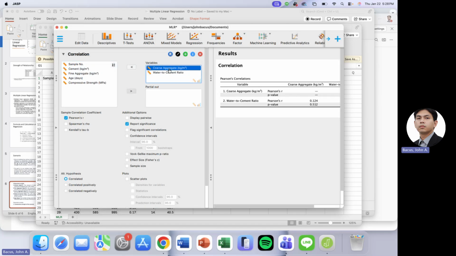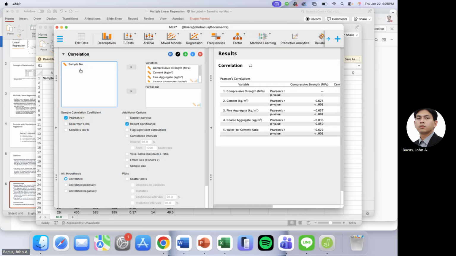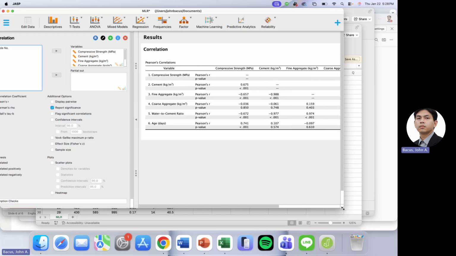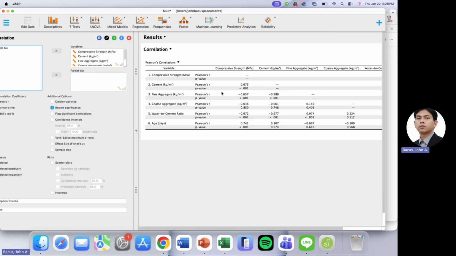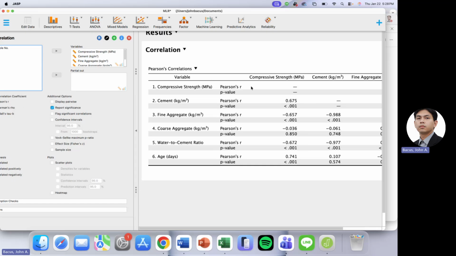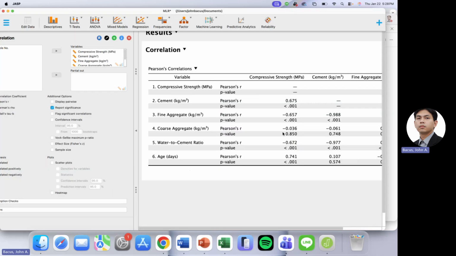Pero ang sabi ko before, the dependent variable should come first, no? And then susunod na yung iba. Okay? So, yan. Let us compare now. Cement and compressive strength, check. Meron silang relationship, right? Because of 0.675 Pearson R value, and there's a significant difference between them. So 0.675, and that falls under strong positive relationship.